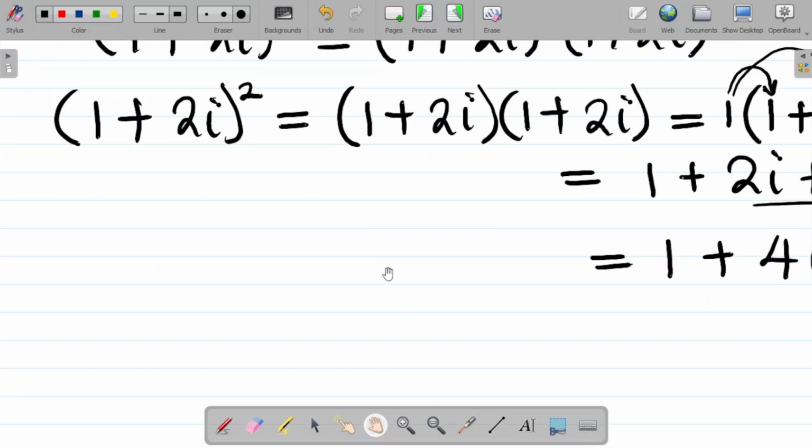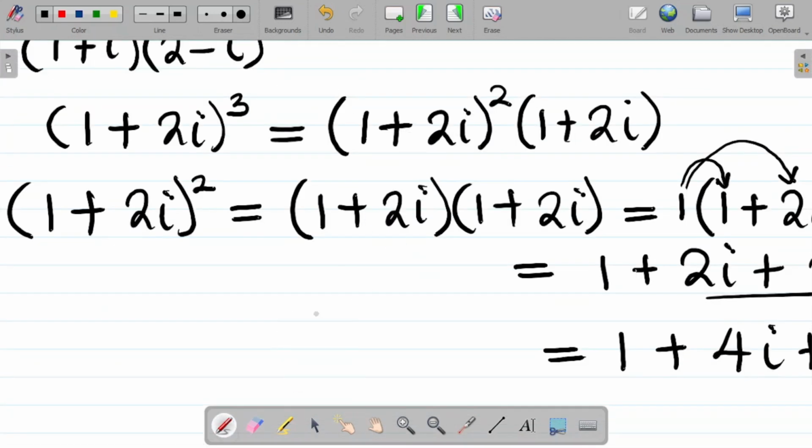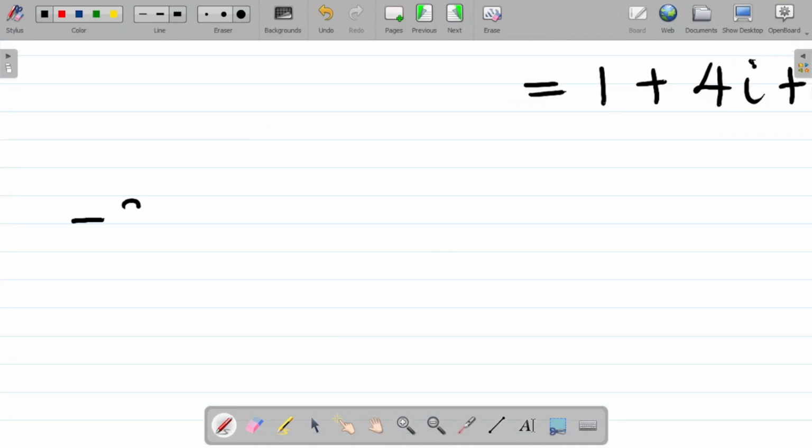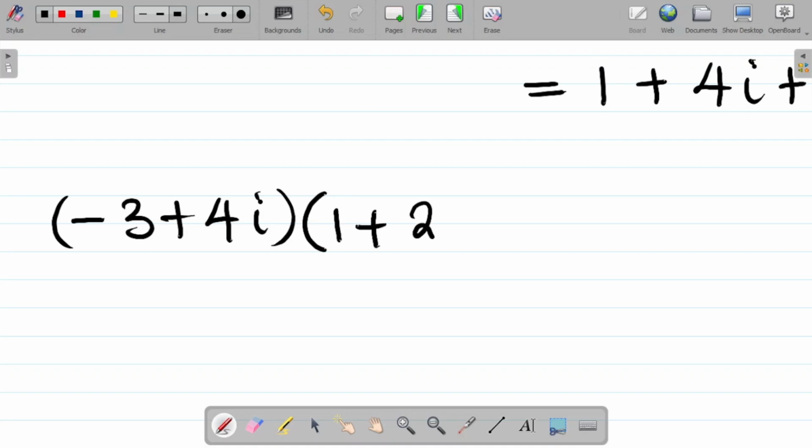Now, minus 3 plus 4i is the value of 1 plus 2i squared. Remember that in our initial question, the power was 3, which means that after squaring, we still multiply the value we get by 1 plus 2i. So that means our answer, minus 3 plus 4i, which is the value of 1 plus 2i squared, we'll multiply again with 1 plus 2i, so that we get the value of 1 plus 2i cubed.